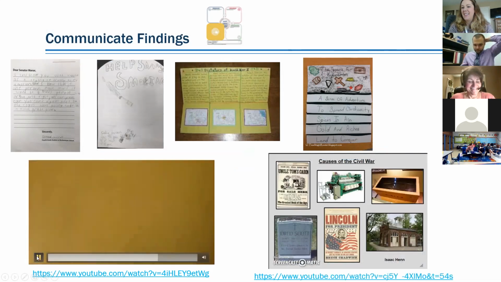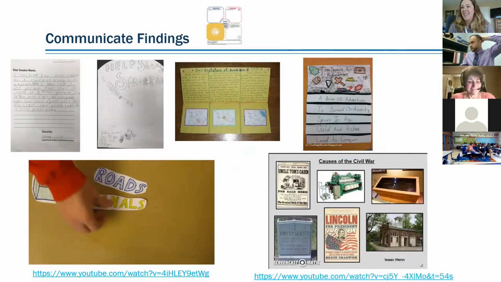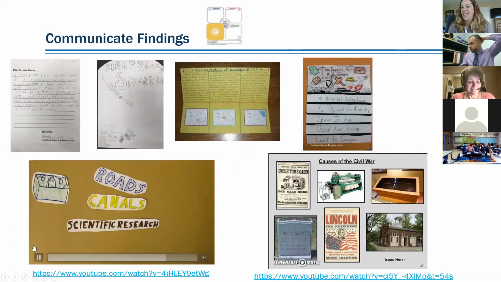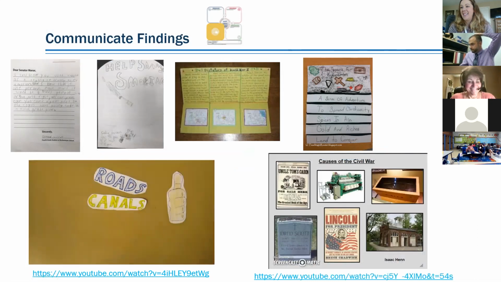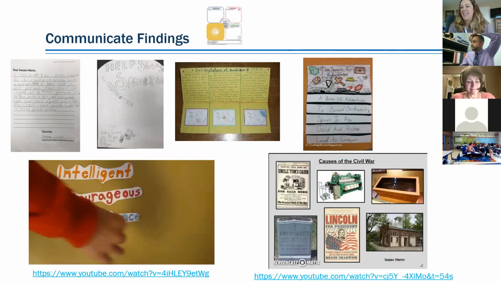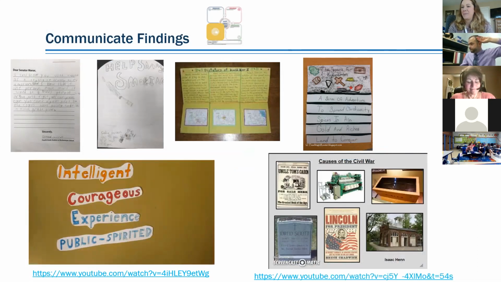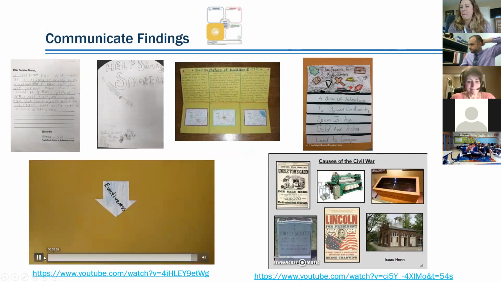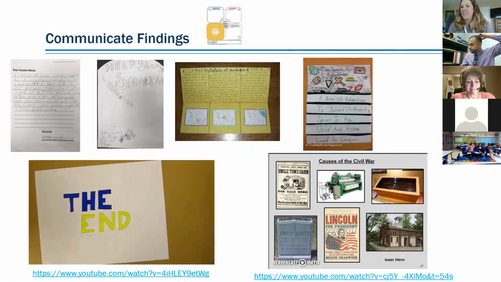Adams proposed ideas to expand federal funding of things like roads, canals, scientific research, and education. Congress rejected most of his proposals, but agreed on some of them. Although one historian said Adams was one of the most intelligent, courageous, experienced, and public-spirited of all our presidents, most will still say he was far less effective than any other president. And that was the election of 1824. The end.